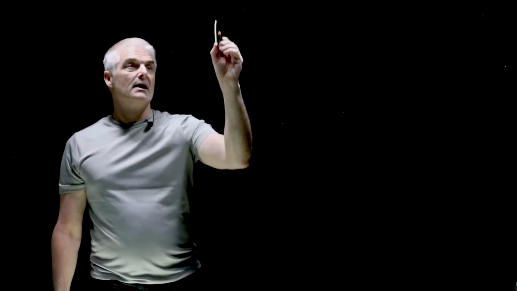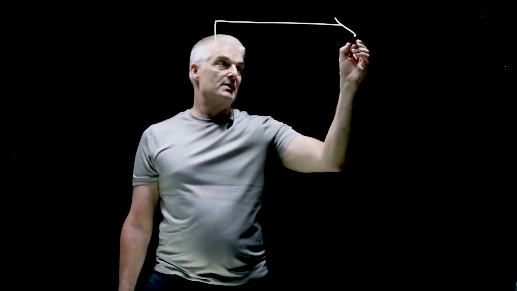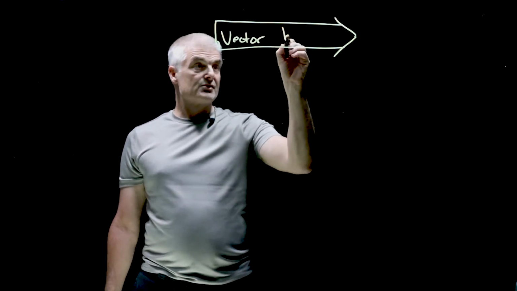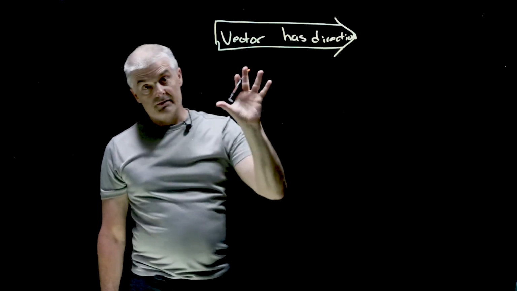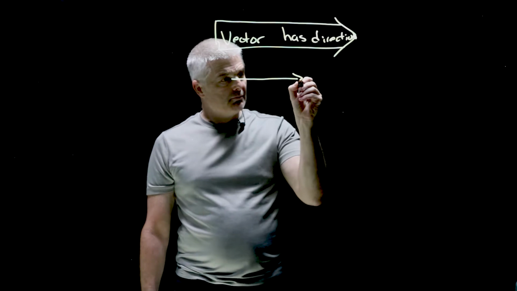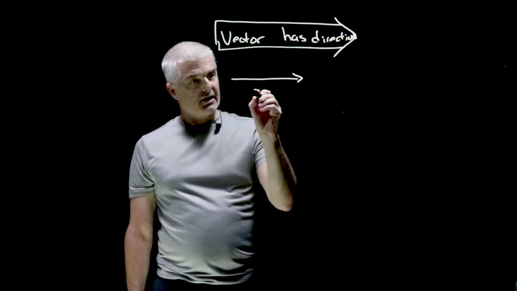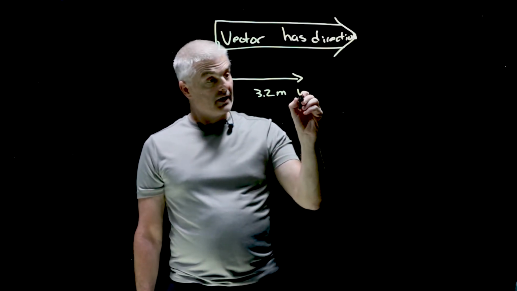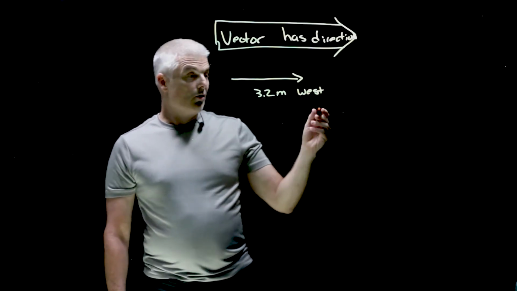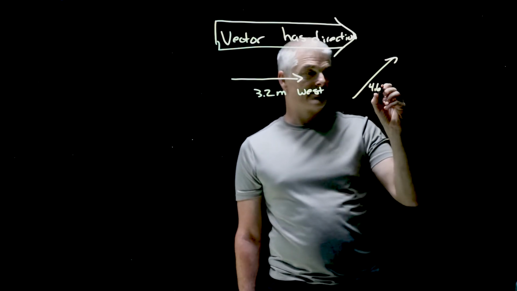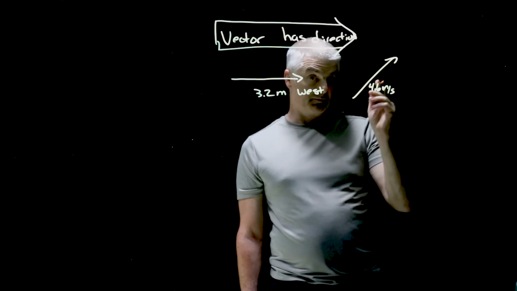So we've learned about scalars, but now we want to talk about the second half from this page, and that is a vector. And a vector has direction. So not only does it have direction, it has magnitude. And a vector is usually represented by an arrow. So you can say 3.2 meters, we can say west. All right? Or we can say 4.6 meters per second. That would be a speed.